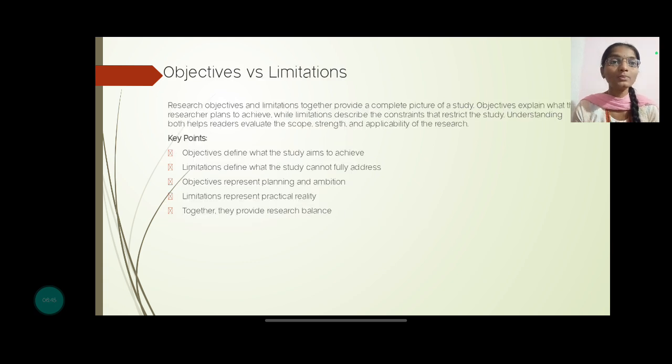When we compare the difference between objectives and limitations, research objectives and limitations together provide a complete picture of the study. Limitations describe the constraints that restrict the study, and understanding both helps readers evaluate the scope, strength, and applicability of the research. Limitations define what the study cannot fully address. Objectives define what the study aims to achieve, and limitations represent the practical reality. Together, they provide research balance.